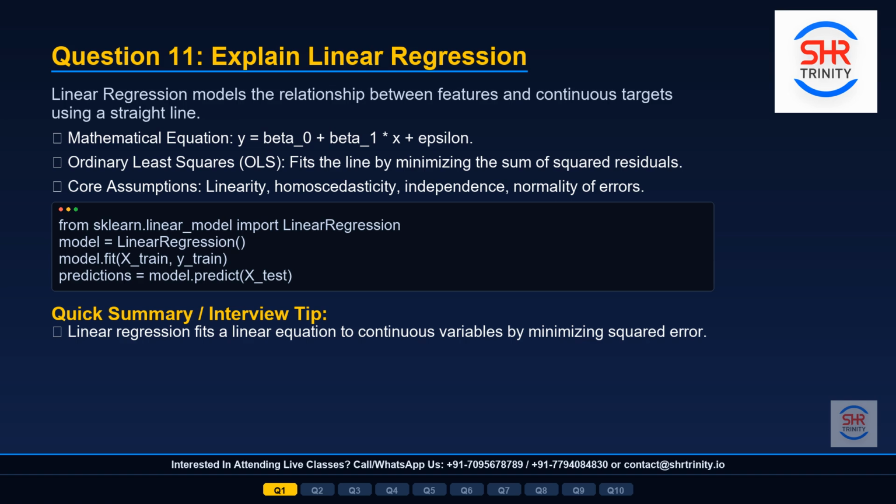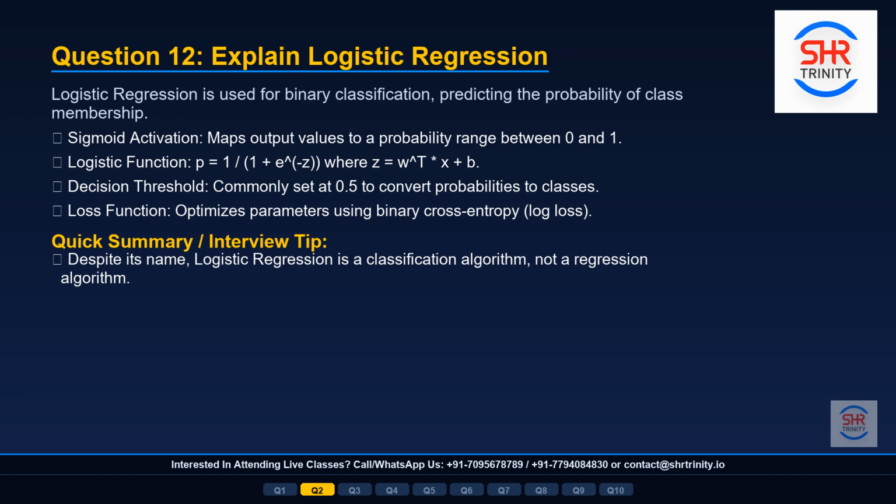These include linearity, meaning the relationship is indeed linear, homoscedasticity, which means the variance of residual errors is constant across all predictor levels, independence of errors, meaning data points are not correlated, and normality, stating that the residuals should follow a normal distribution. Look at the code on screen. We import linear regression from scikit-learn, fit it on our training features and targets using model.fit, and generate predictions using model.predict.